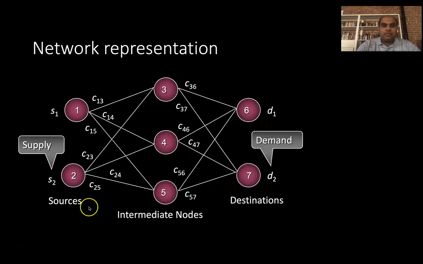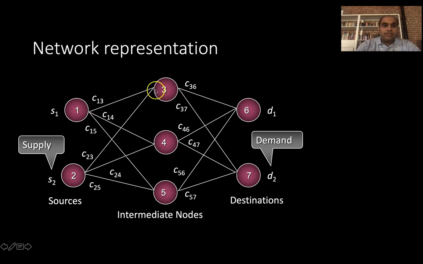What does that mean? What it essentially means is that, for example, if we take number 3, all the supply that comes in, so x13 plus x23, everything coming into node 3, the transshipment location 3, should be equal to x36 plus x37, everything going from the transshipment location 3 to demand location 6 and to demand location 7.